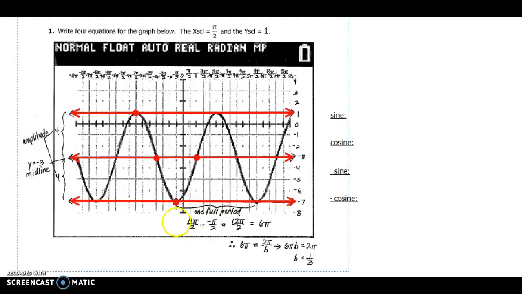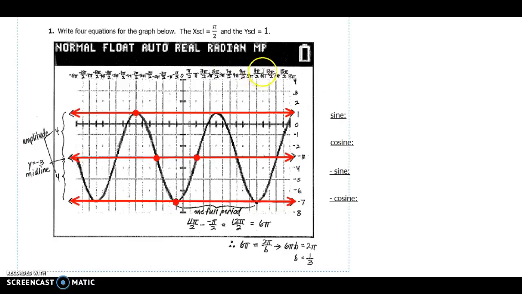My suggestion is go peak to peak or valley to valley. I chose to do valley to valley down here. So you can see I took one of my low spots and another low spot, and I labeled that as one full period. And then I had to calculate what that distance was. So if I look here, this valley is at 11 pi over 2, and this valley is at negative pi over 2. To find the distance between any two values, you subtract them.